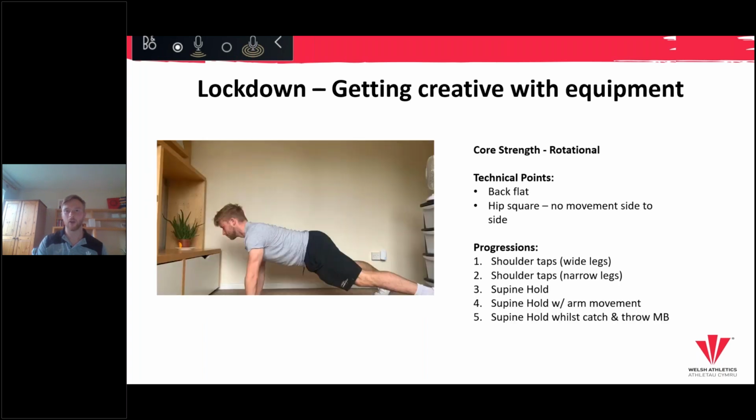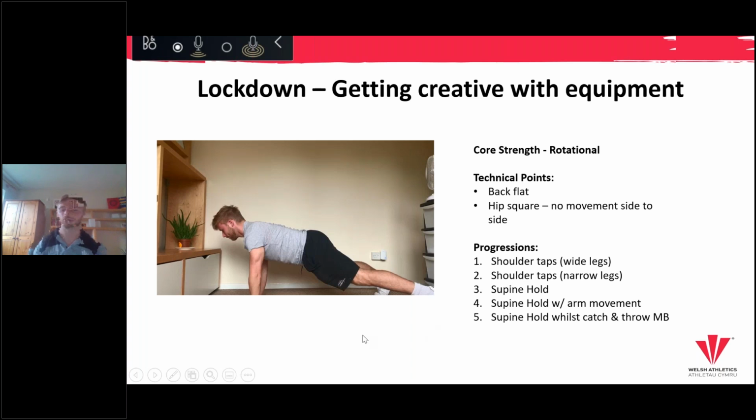And then finally, some core strength example exercise. So my technical points here: my back is flat, my hips square, no movement side to side. So tapping the edges of my shoulder here, and my body's trying to resist that rotational force of me falling. A lot more challenging than it looks.